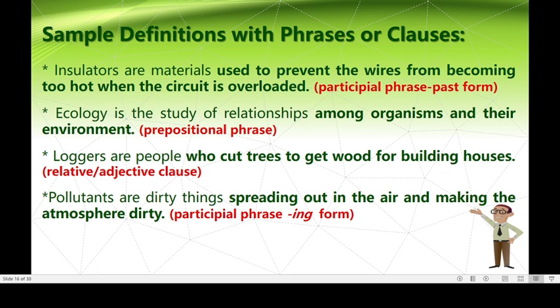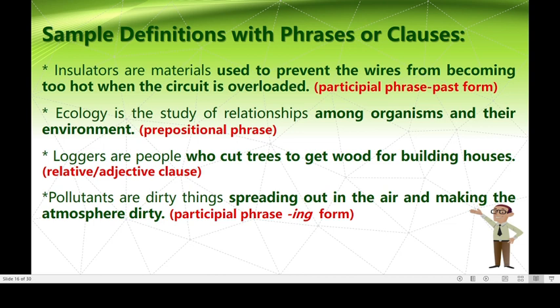Second, ecology is the study of relationships among organisms and their environment. This is an example of a prepositional phrase. Third, loggers are people who cut trees to get wood for building houses. This is an example of a relative or adjective clause.